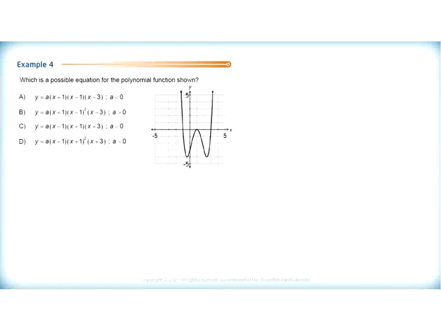In the next example, which is a possible equation for the polynomial function? As I look at the shape of this graph, I see that it's in the shape of a W. That tells me that we're dealing with a quartic function. Note that the graph extends up into quadrant 1 and up into quadrant 2. Because the graph extends up into quadrant 1, you know that the leading coefficient is greater than 0. That eliminates multiple choice answers A and C because these values of A are less than 0.